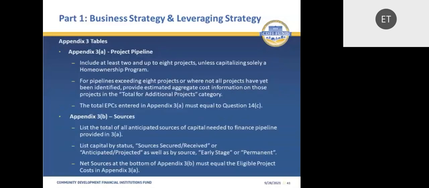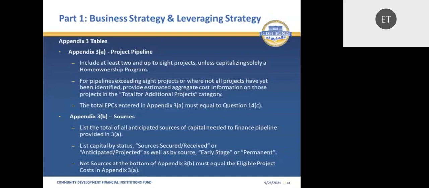So for the second part, for Appendix 3B, Sources, this is where you're going to be talking about all the anticipated sources of capital needed to finance the pipeline provided in 3A. So 3A are the projects and 3B are the sources. And for this capital, you'll list it by status. So you'll put sources secured or received or anticipated projected, as well as by source, either early stage or permanent.